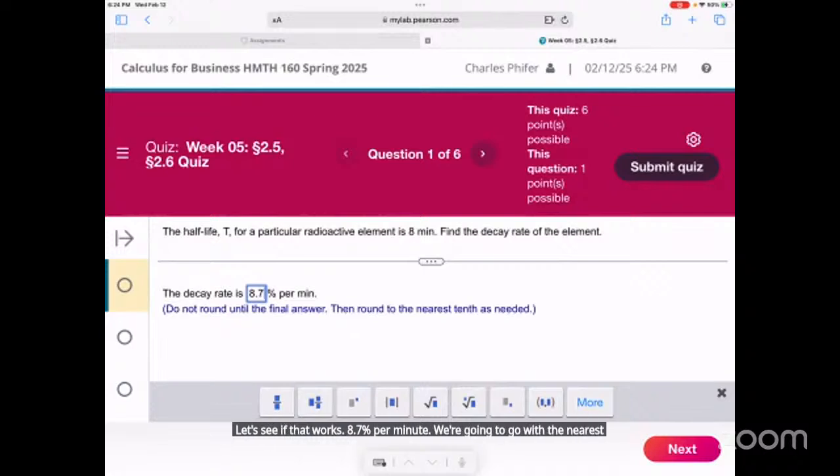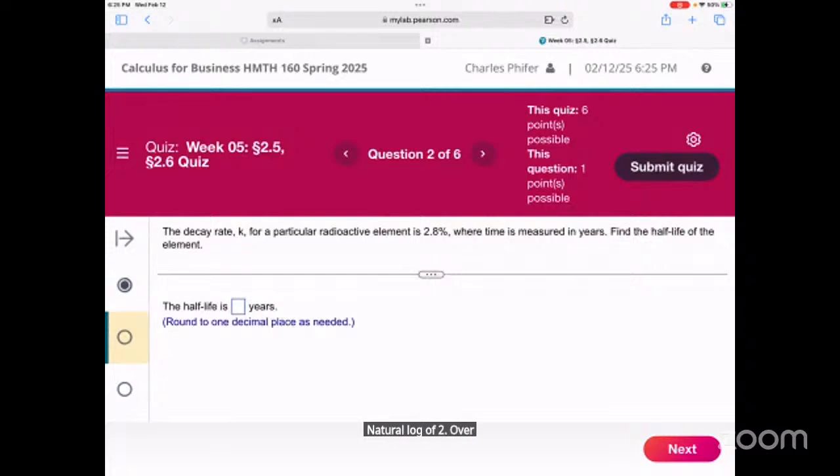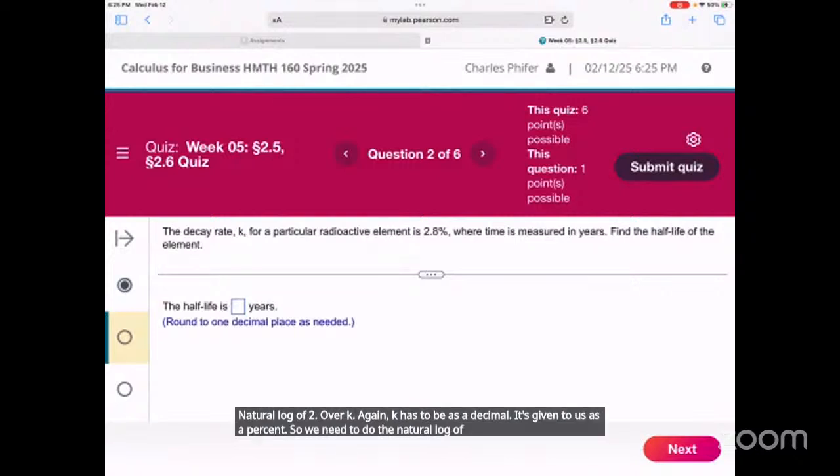Okay, let's go next. No multiple choice here. The decay rate for a particular element is given, where it is measured in years. Find the half-life. Natural log of 2 over K. Again, K has to be as a decimal. It's given to us as a percent. So we need to do the natural log of 2 divided by the decimal.